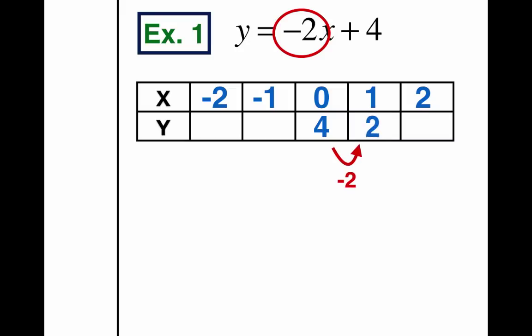4 take away 2 is 2. And then we're going to take another 2 away, and that's going to make 0. Now think backwards here a moment. If you had to add the 2 backwards, you'd get 6, and then you'd have 8. And there's our pattern.